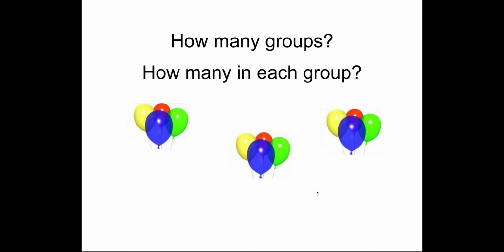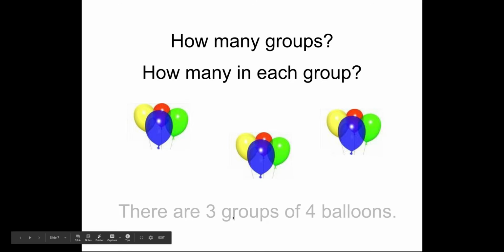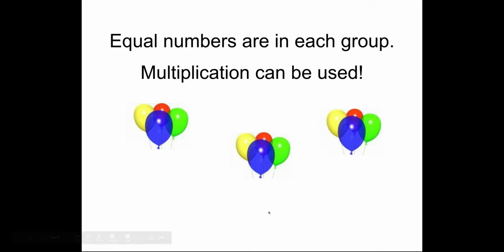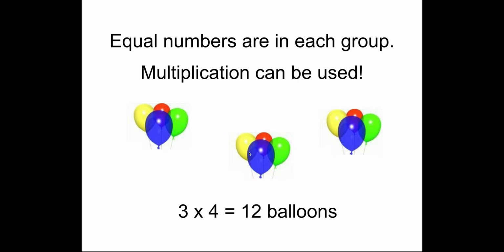Well, let's count the groups first. 1, 2, 3. There's 3 groups. And how many balloons are in each group? 1, 2, 3, 4. And we can see there's an equal number of balloons in each group. So we can use multiplication. We can use 3 groups times 4 in each group.